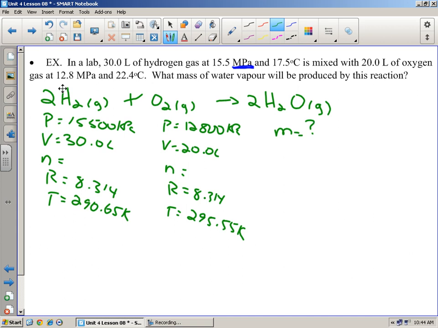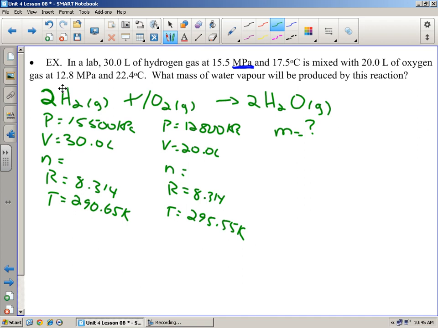It says what mass of water vapor is going to be produced by this reaction? Well, when you look at this here, the question should always be, can I find N for both of my reactants here? And if I can find N for both, you have to consider which one's going to run out first. Now, if you look at this equation here, it says that 2 moles of hydrogen should react with 1 mole of oxygen, right? I guess the question is, how many moles do I have of each one of these? Is it in a 2-to-1 ratio? Probably not. Which one's going to run out first? So that's what we need to find here.